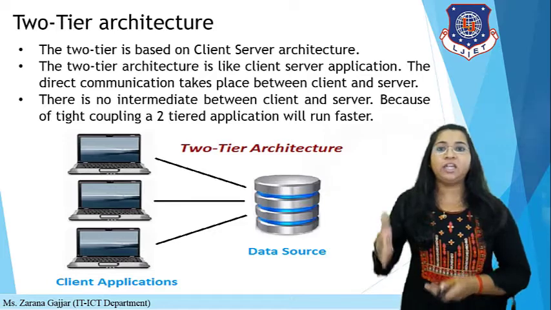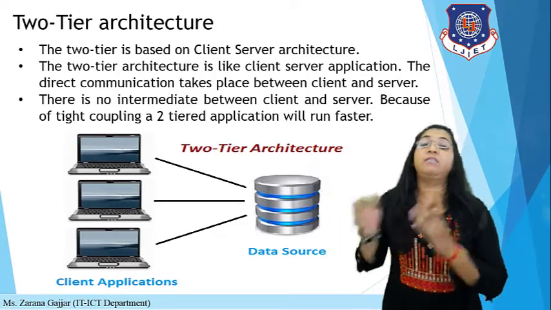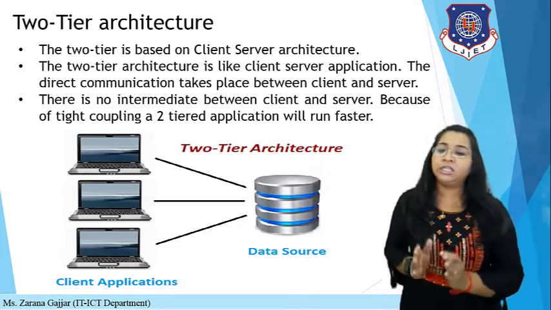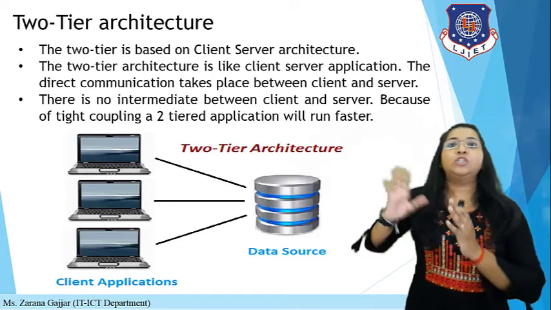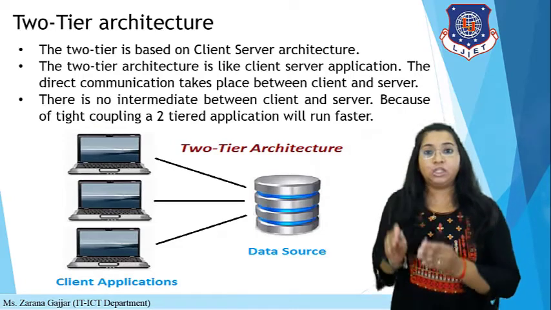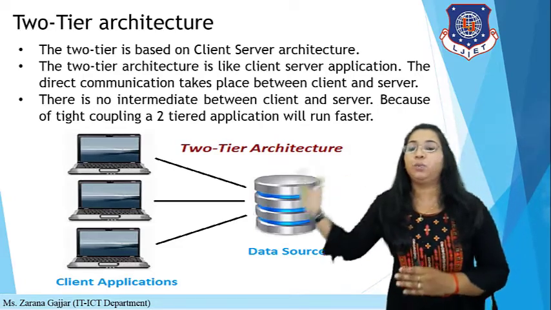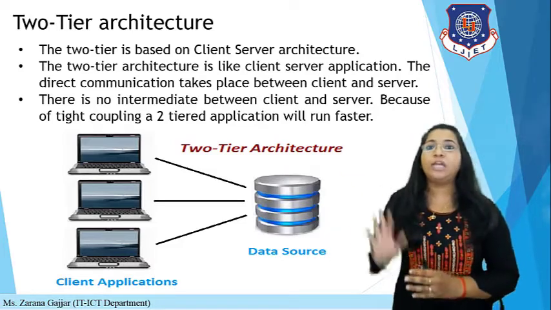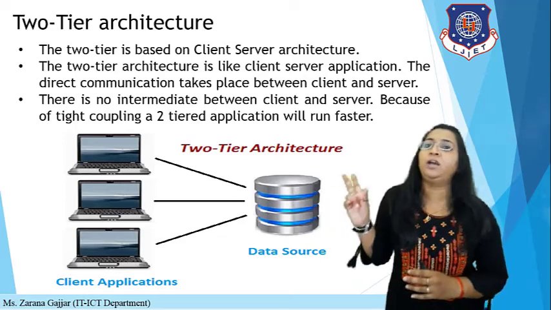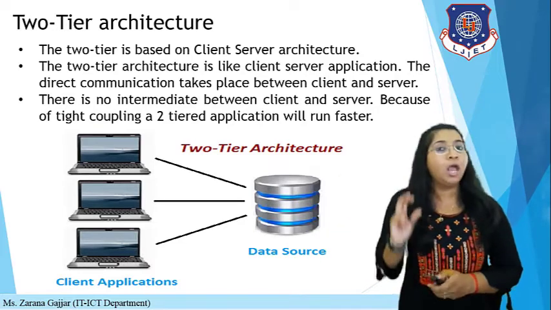So two-tier architecture is based on a client server architecture. Here on one side there is a client and on the other side there is a server. Direct communication takes place between client and server, so there is no intermediary between them. Because of tight coupling, a two-tiered application will run faster.